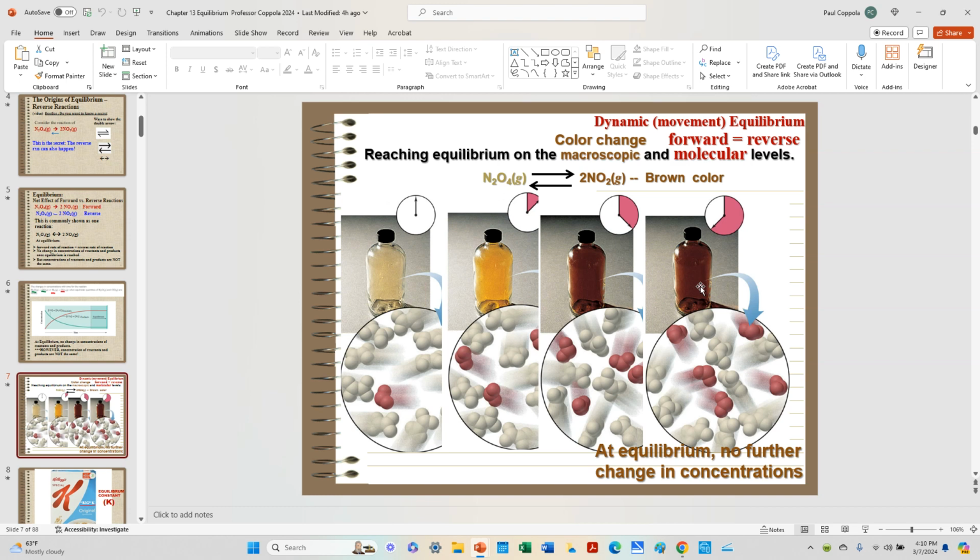But it's dynamic, that is, there's movement going on at the molecular level because the forward rate is going to equal the reverse rate once equilibrium is reached. And so every time one of these breaks down to form two of these, they reform, and you get the product again. So it's dynamic. Things are happening at the molecular level. For every one that goes this way, one goes this way. But looking at it with the naked eye, you don't see any change. But at the molecular level, it is a dynamic equilibrium.